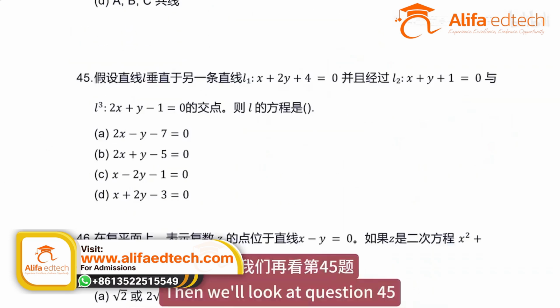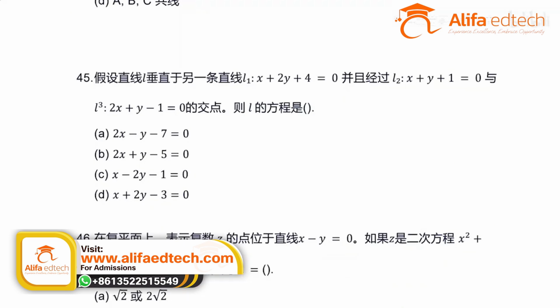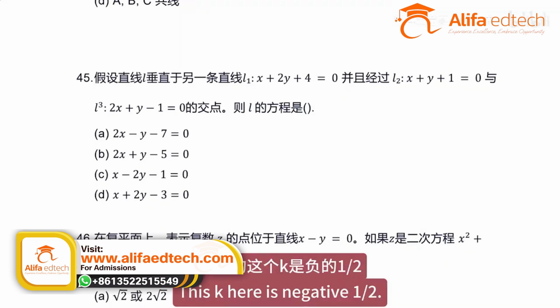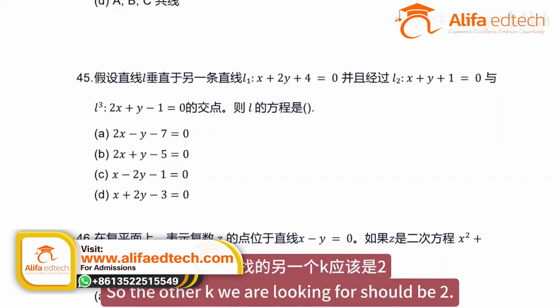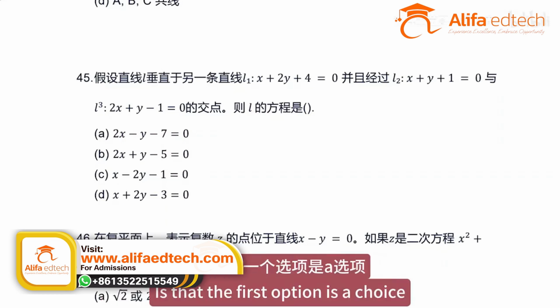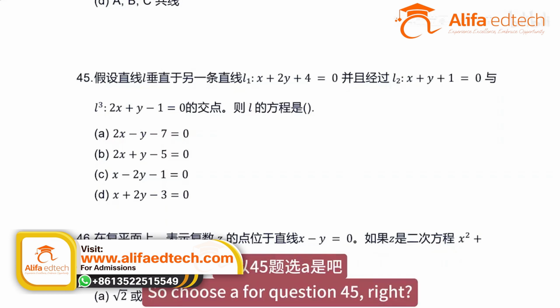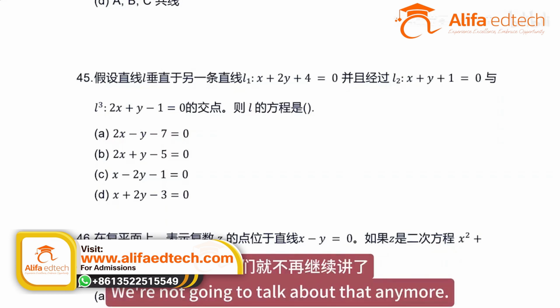Now let's look at question 45. For this question, this is also a previous exam question, right? Here, k is -1/2, so the other k we need to find should be 2. Which one is 2? It's the first option, option A. So for question 45, we choose A, right? We won't go into more detail on this one.